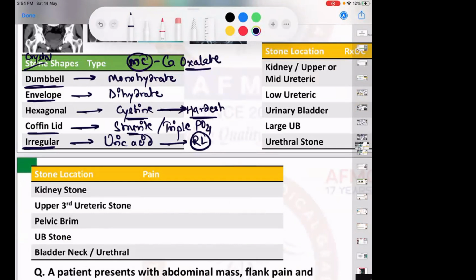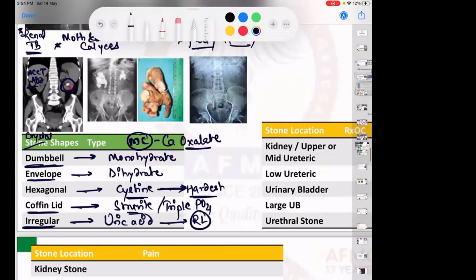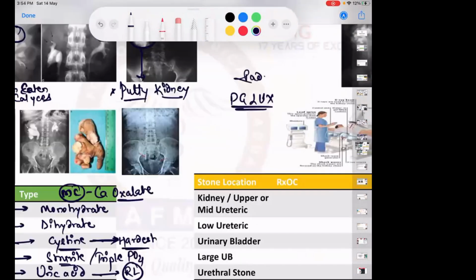As I gave you the mnemonic. Very good. PG Lux is the mnemonic for radiolucent stones. Radiolucent are the ones which cannot be seen on an X-ray or a NCCT. So P goes for the parotid duct stones.